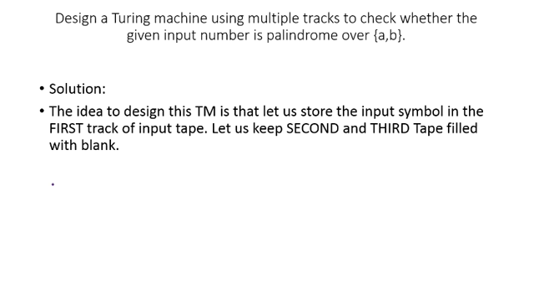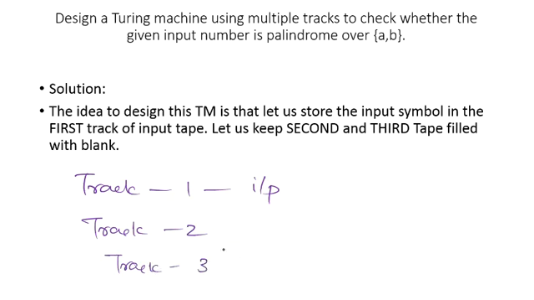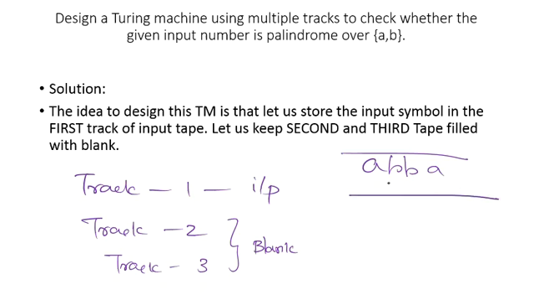So here we'll be having three tracks. Track 1 will be containing the input, and track 2 and track 3 will be blank, filled up with the blank symbol. For example, let us take the input A, B, B, A. So what is the procedure we are going to do? We have already seen it in a Turing machine example.